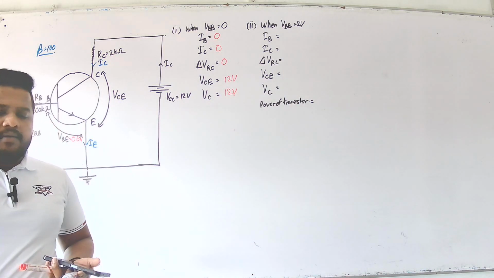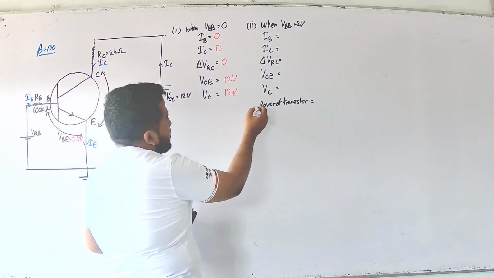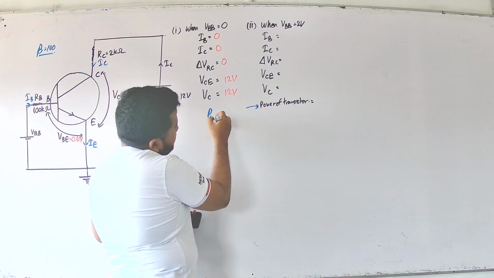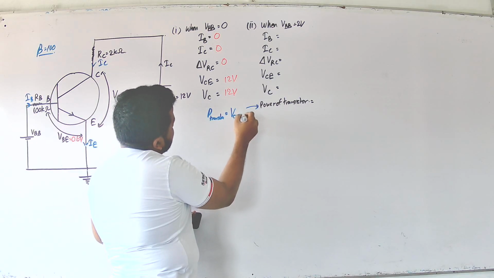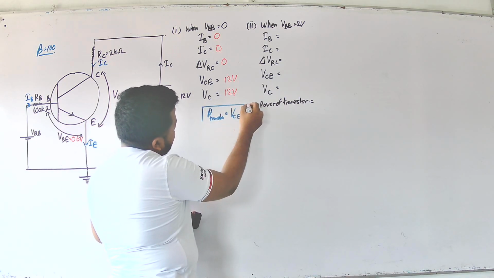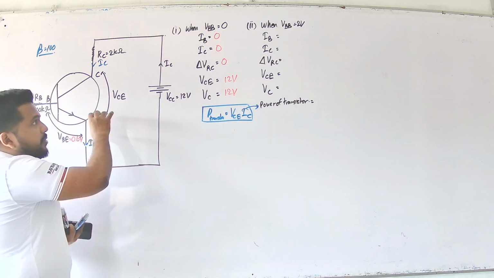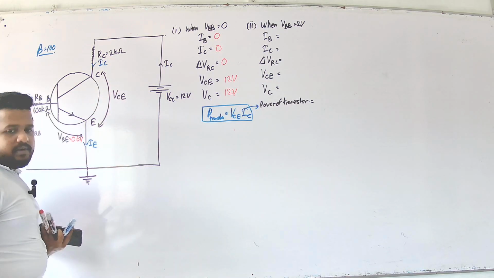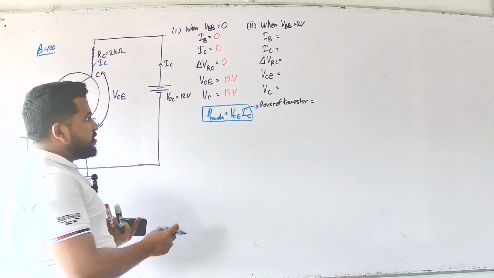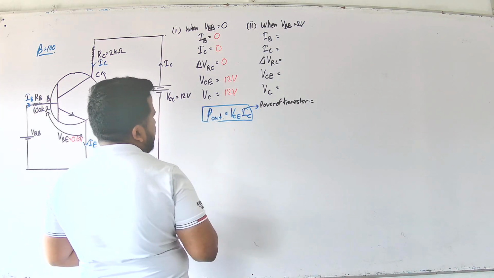P equals VI, where V is VCE and I is IC. This power is the power of the transistor, the power out, which is the output VCE into IC. Right. P out of transistor. Okay, find out that.